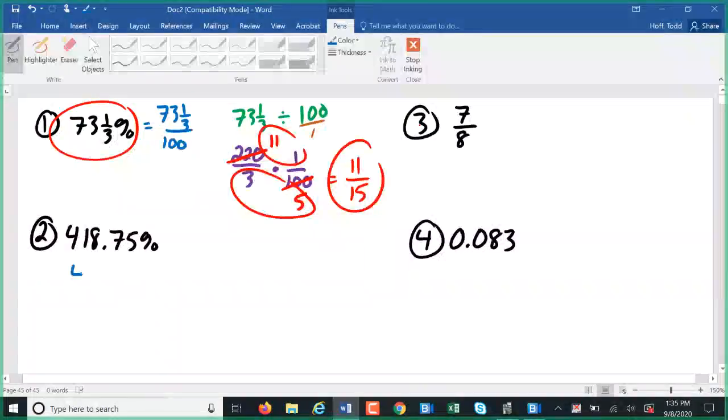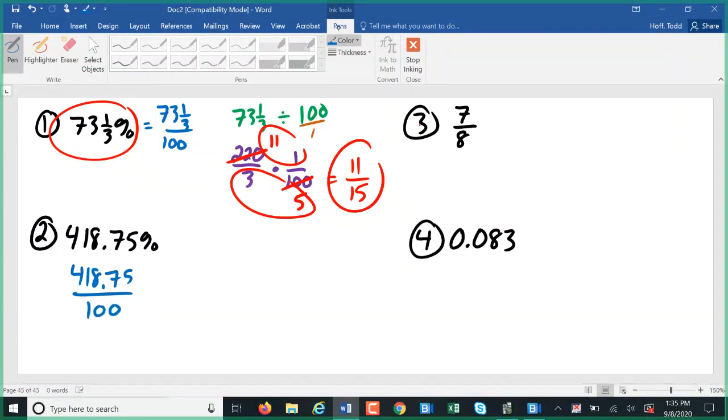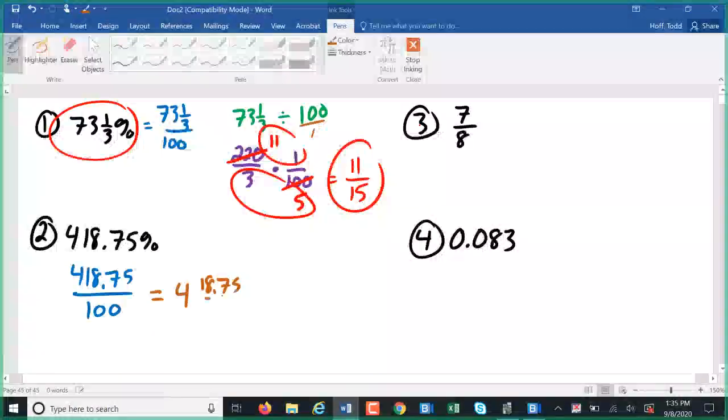418.75%. Well, again, that's 418.75 out of 100. Now, there's two things we have to do here. First, this is an improper fraction. We'll have to take care of that. But we also want to get rid of the decimals within our fractions. Now, since it is over 100, it's going to be simplest to turn it into a mixed number. So I'm going to do 100 goes into 418 4 times with 18.75 left over. So we now have that 18.75 over 100 that we have to deal with.